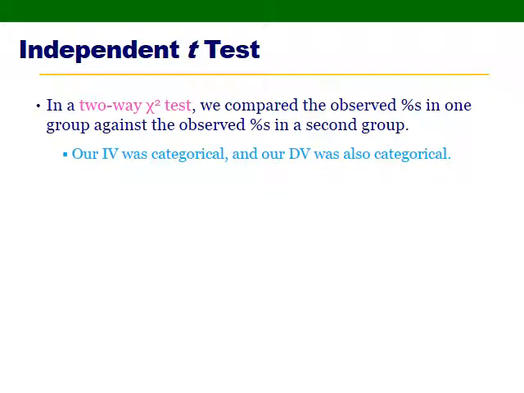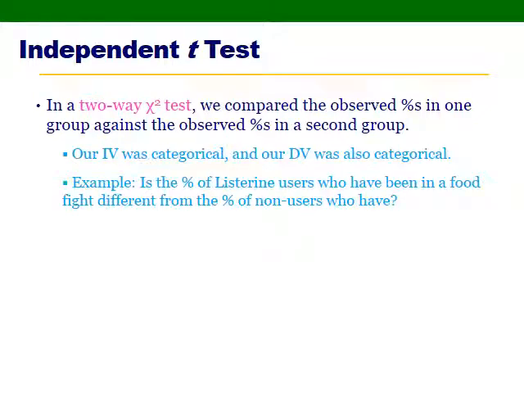We talked about how the independent t-test is similar to the two-way chi-square test in that we're comparing one group of people against the second group of people. However, the key difference is in a two-way chi-square test, we're comparing the percentages in one group against the percentages in another group.